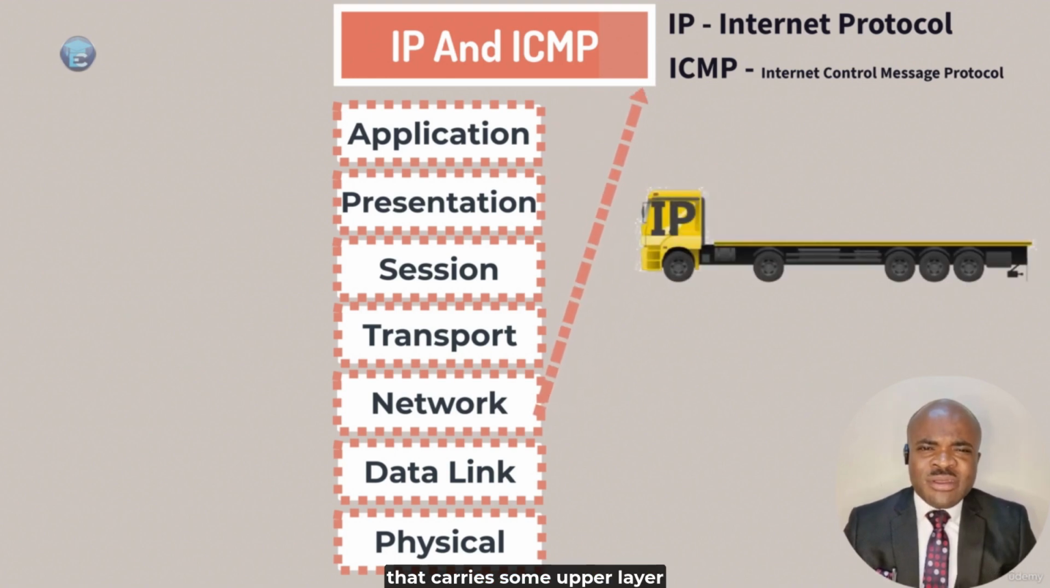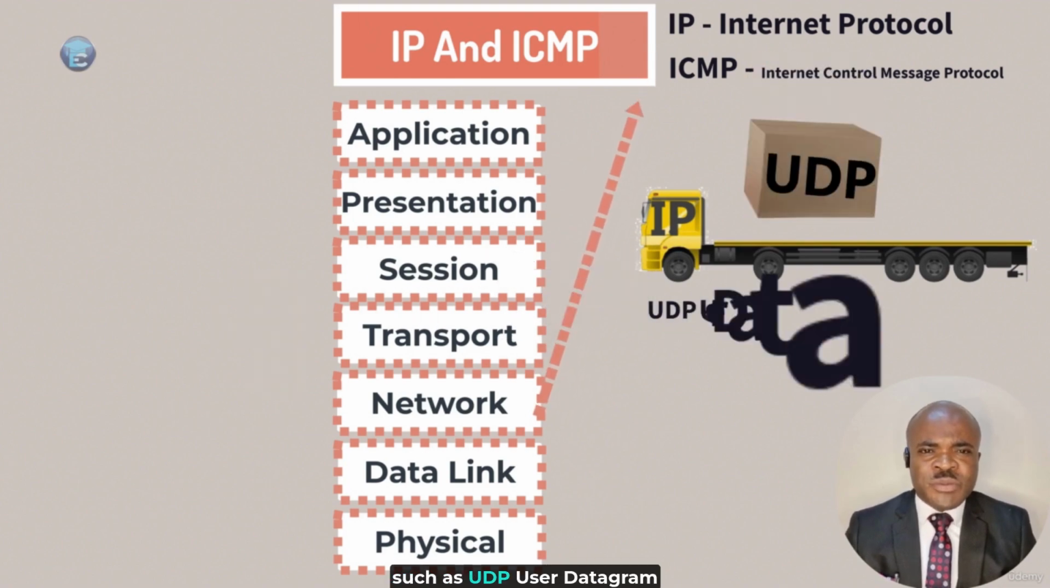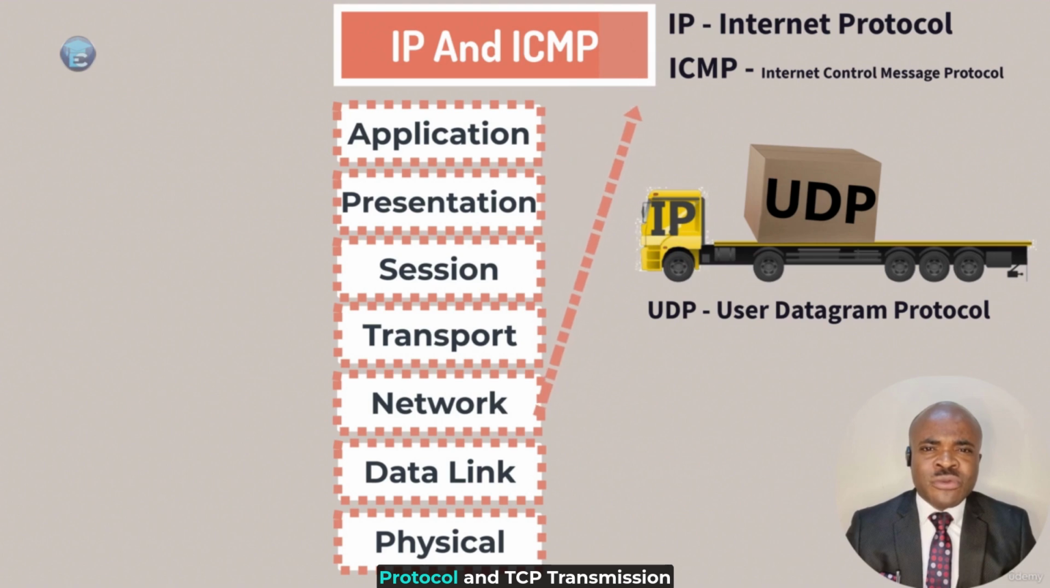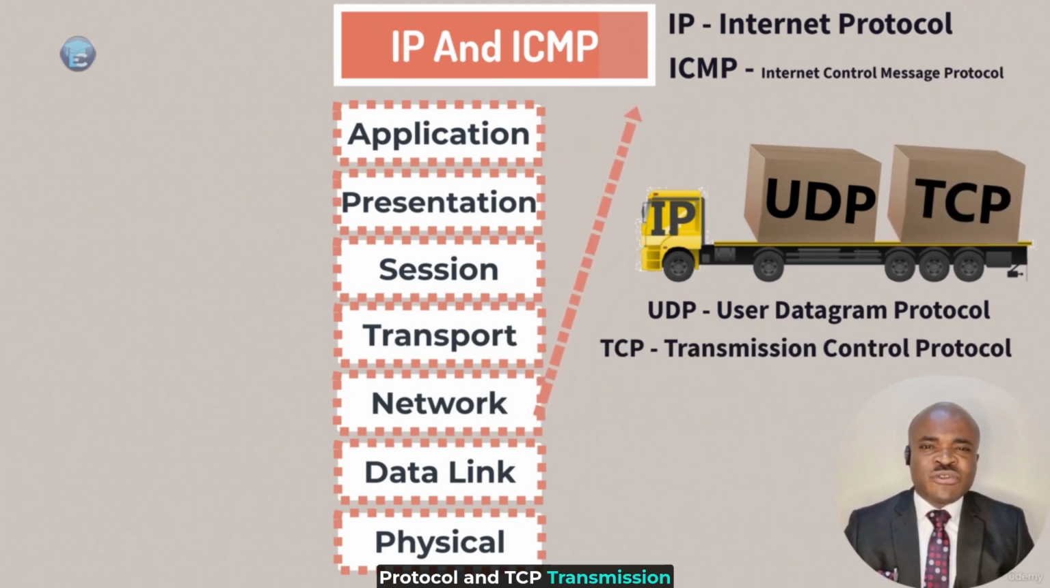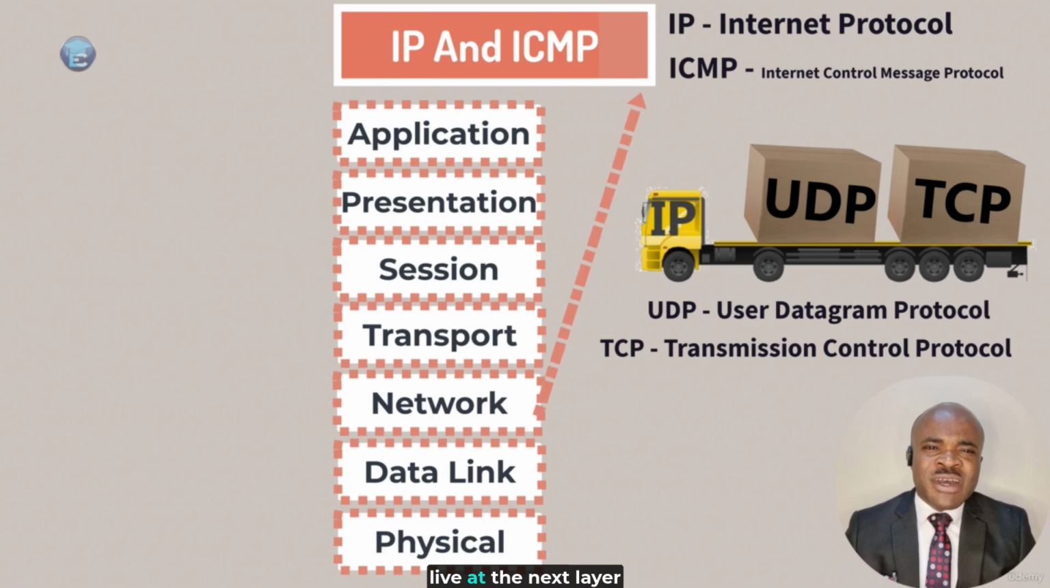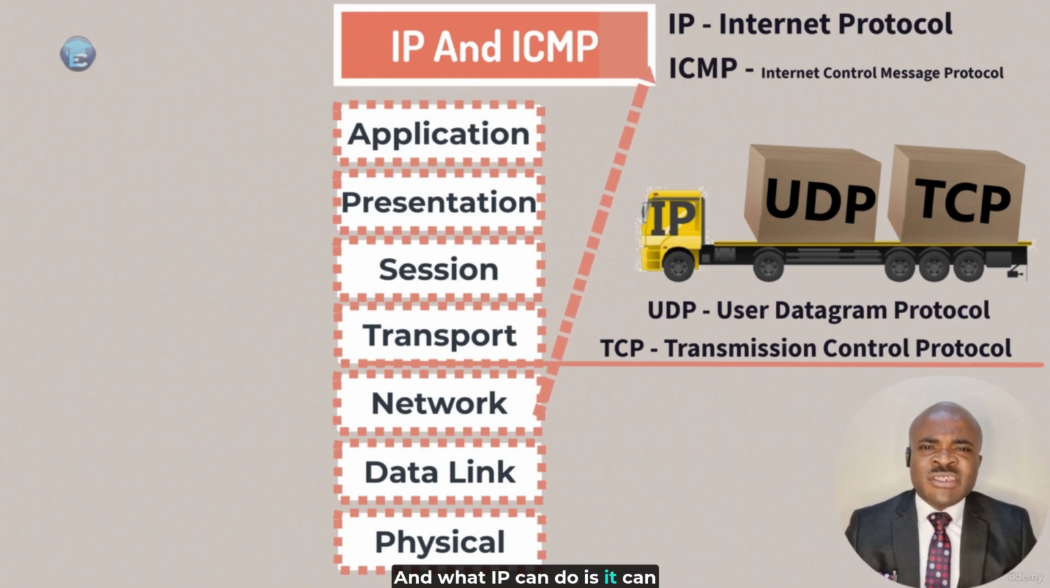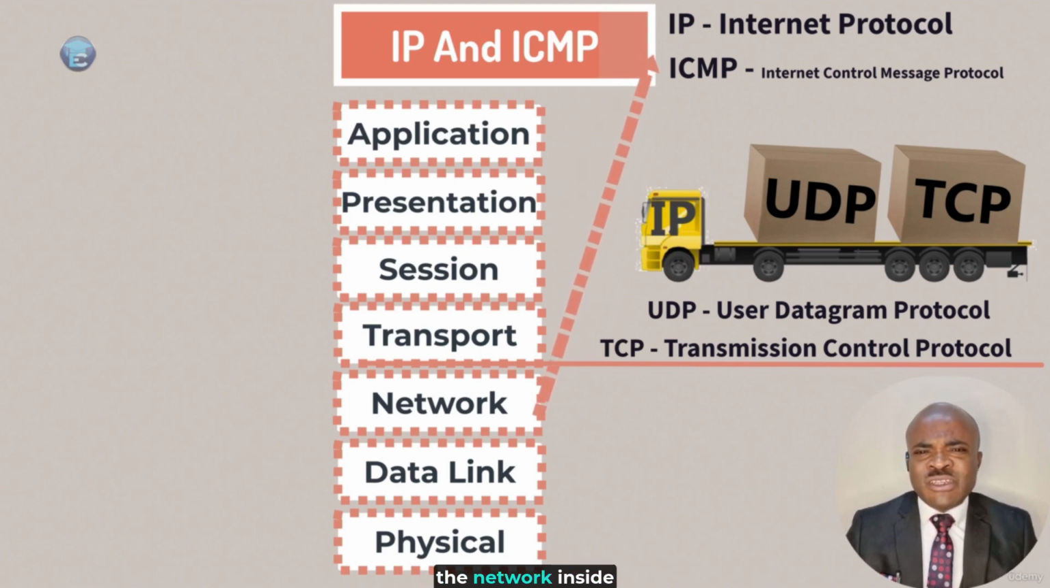With IP, that carries some upper layer protocols on top of it, such as UDP, User Datagram Protocol, and TCP, Transmission Control Protocol. Both TCP and UDP, as we discussed in a previous video, live at the next layer up in the OSI model, which is the transport layer. And what IP can do is it can essentially wrap up those layer protocols and send them across a network inside of an IP packet. And that's what we refer to as encapsulation.